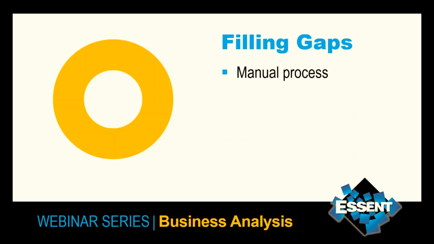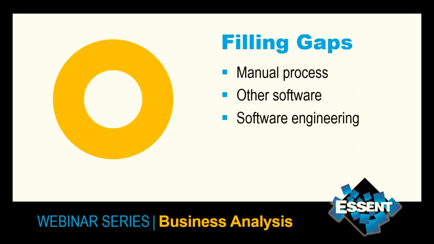So you can fill a gap with a manual process. For example, a business wants to automatically convert a quote to a sales order, but the software can't do that. Then the business would manually re-enter the quote as a sales order. The gap could also be filled with another software. So functionality that's not available in a basic edition might be available in an enterprise or premium edition. There's also the option of custom software engineering. If the functionality doesn't exist, the technology provider can create it.